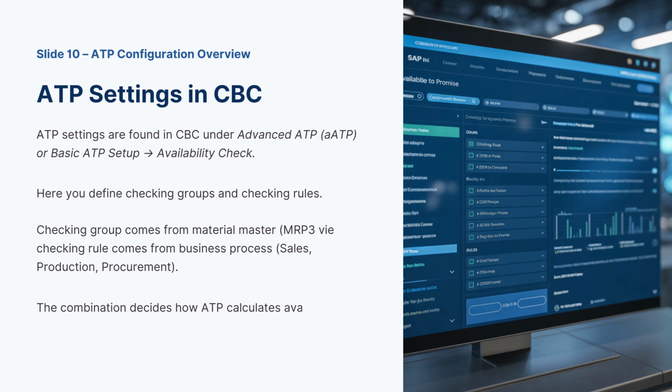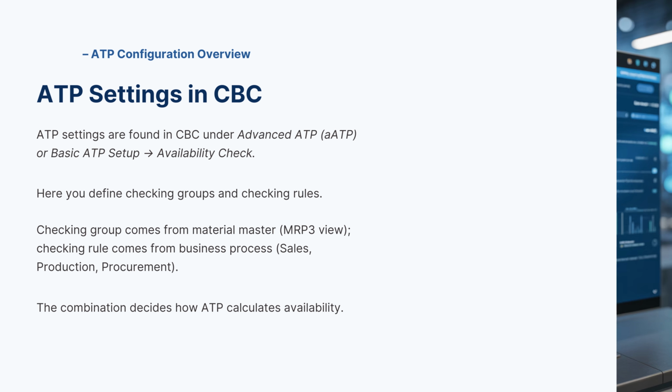ATP Configuration Overview. Availability to promise is configured in CBC under Advanced ATP, AATP, or Basic ATP Setup Availability Check. Here, you define checking groups and checking rules. The checking group comes from the material master, while the checking rule comes from the business process such as sales, production, or procurement. Their combination determines ATP logic for each transaction.